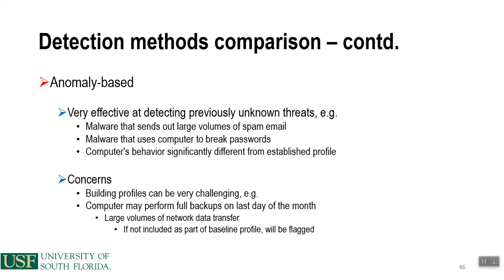Anomaly-based methods are very effective at detecting previously unknown threats. For example, malware that sends out large volumes of spam email. What the anomaly-based method will do is it'll be like, hey, this large amount of spam email is very different from what we've seen in the past. Or malware that uses a computer to break passwords. The computer's behavior is very different than what it was in the past.